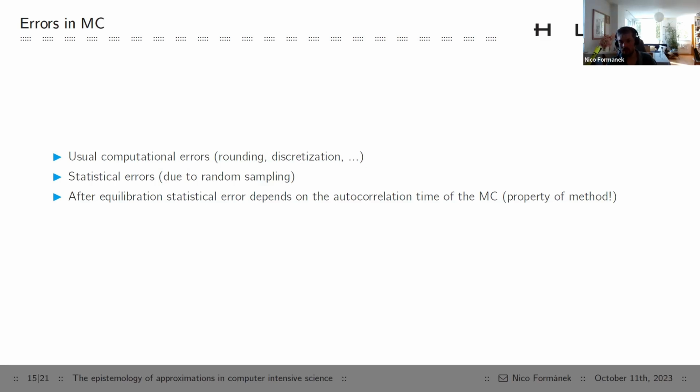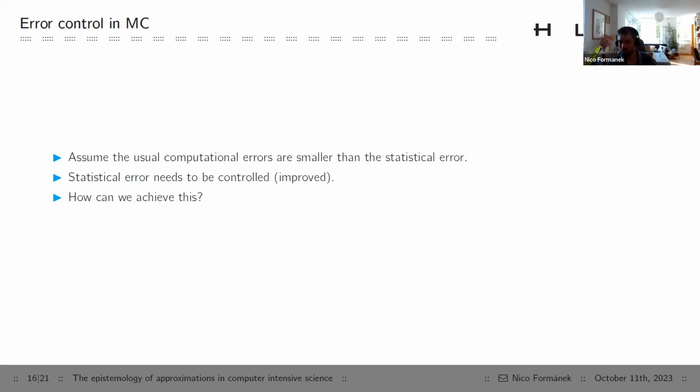So basically, if you go to the next slide and you see if we want to control the errors now, we can just assume that these computational errors, these rounding errors, the floating point errors, are smaller than the statistical errors. That is usually the case. So the statistical error needs to be controlled for. It needs to be improved. So we somehow need to control this autocorrelation time. It's a direct property of this method. And the question is, how can we achieve this?